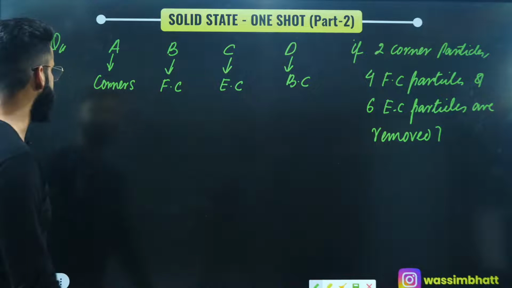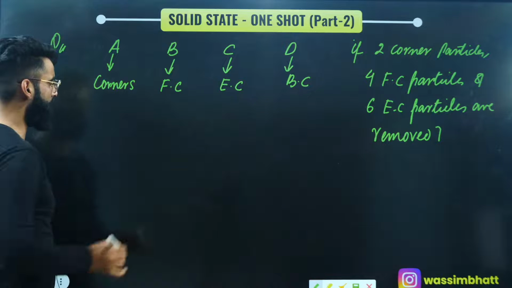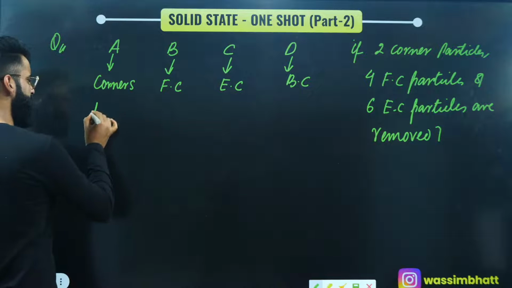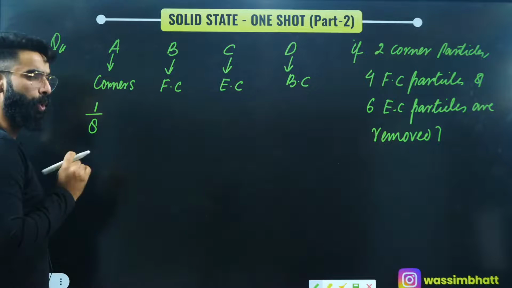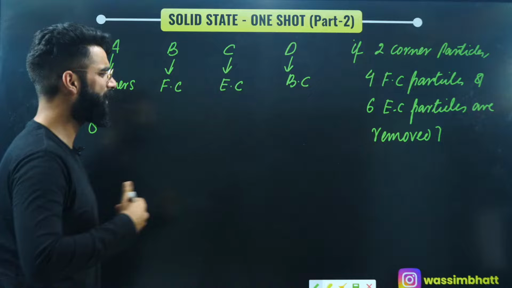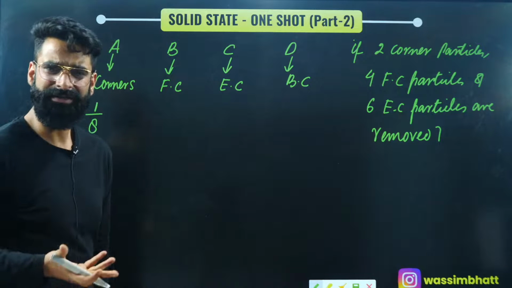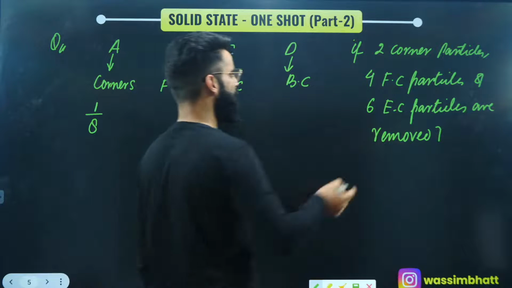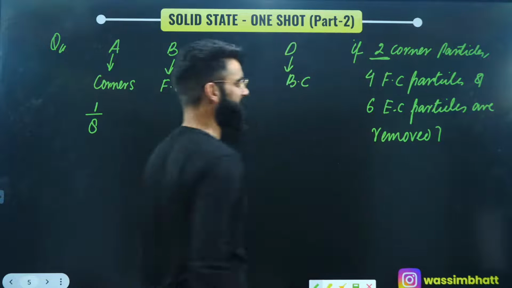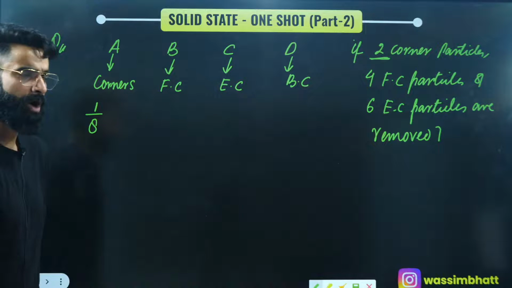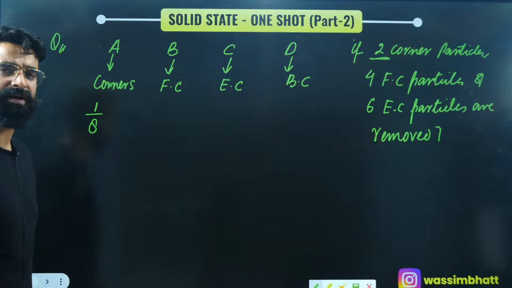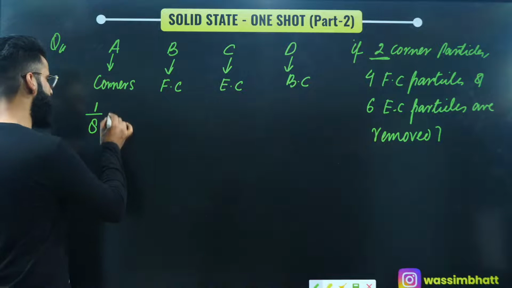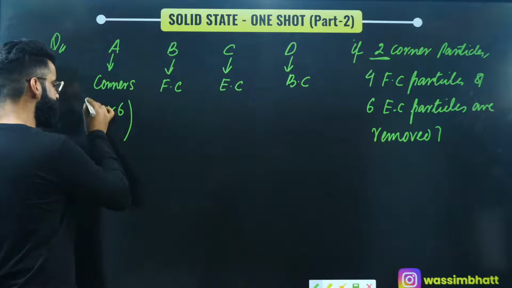Say A particles are present at the corners, right? What is the contribution of the corner particle? That's 1/8. Total, there are 8 corner particles. But out of 8 corner particles, 2 are missing. So I'll be left with only 6 corner particles. So I'm multiplying this term by 6.